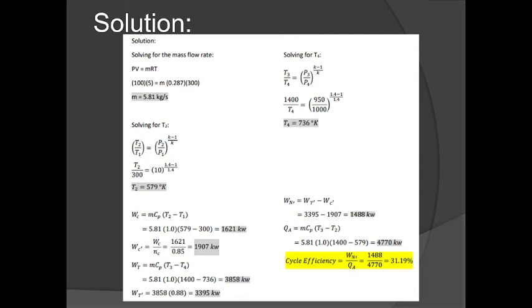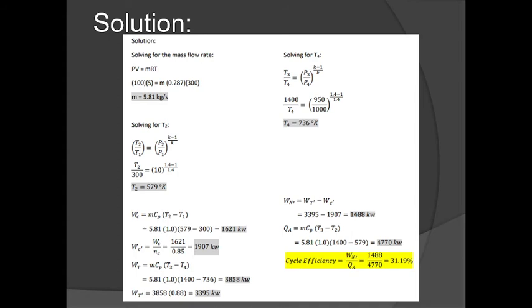So solving for the actual compressor work, we take the compressor work divided by the compressor efficiency. So we have 1,621 divided by 0.85, which is the compressor efficiency, which is equal to 1,907 kilowatts.